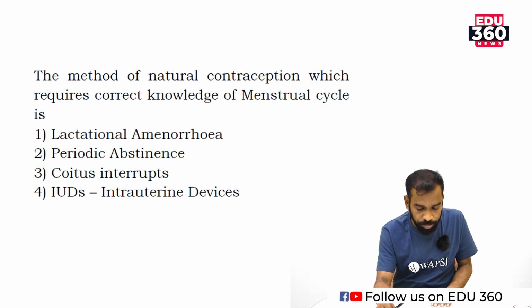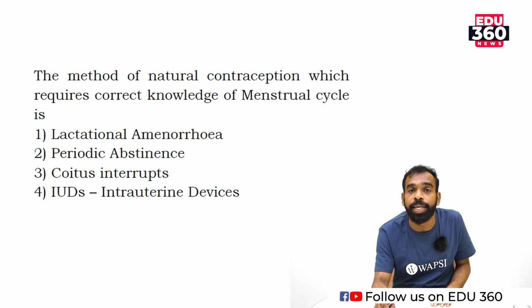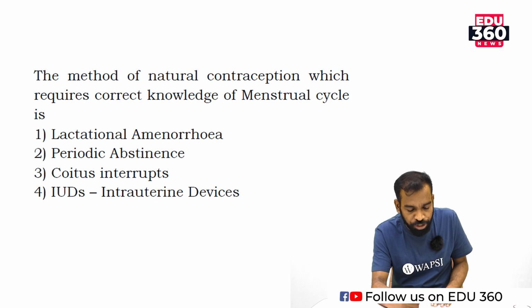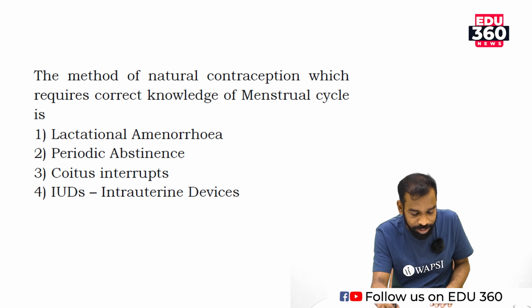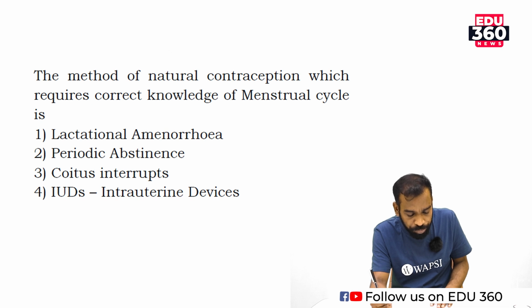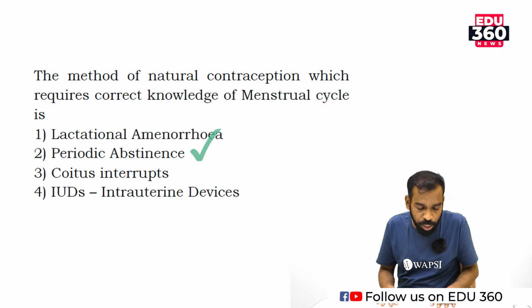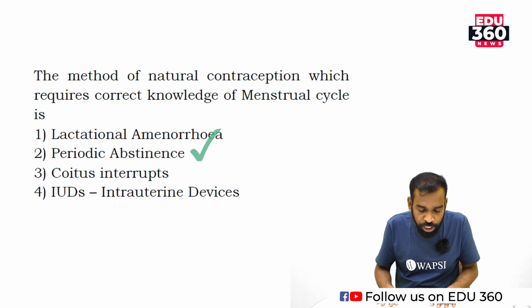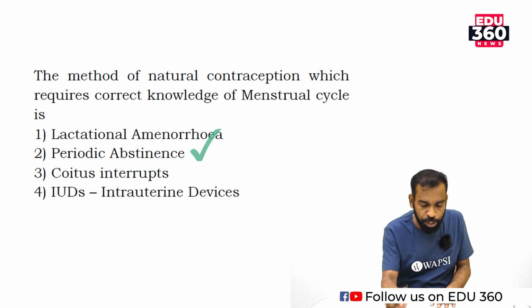Shall we move to the next question? The method of natural contraception which requires correct knowledge of menstrual cycle. Option 1, lactational amenorrhea. Option 2, periodic abstinence. Option 3, coitus interruptus. Option 4, intrauterine devices. The method of natural contraception which requires correct knowledge of the menstrual cycle is periodic abstinence.